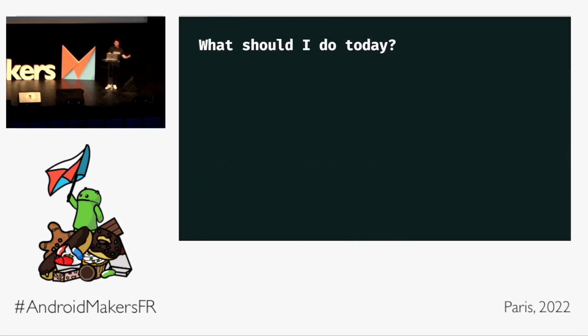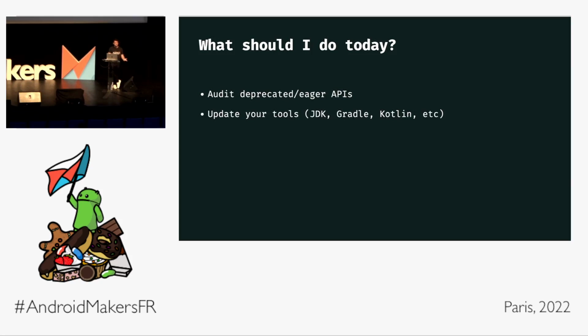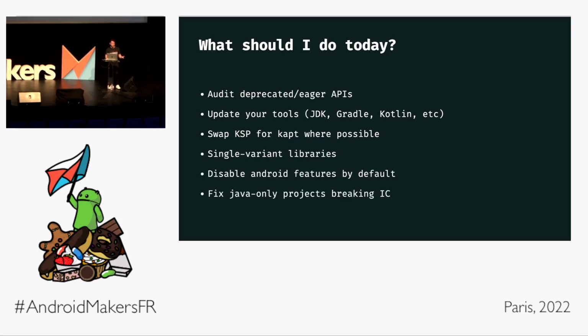What should I go home and do today? Audit those bad APIs doing eager initialization, update your tools like JDK, Gradle, Kotlin, etc. Swap in KSP for kapt wherever possible. A lot of processors have KSP implementations now that you may just not be using yet. Make your library single variant, disable Android features by default, and just enable them where you need them.